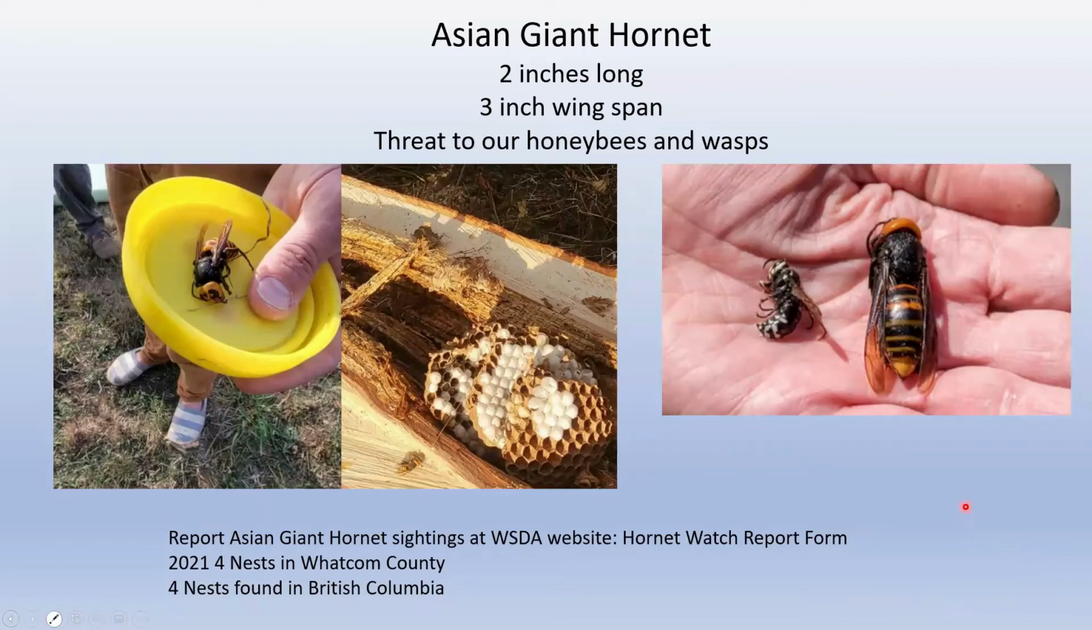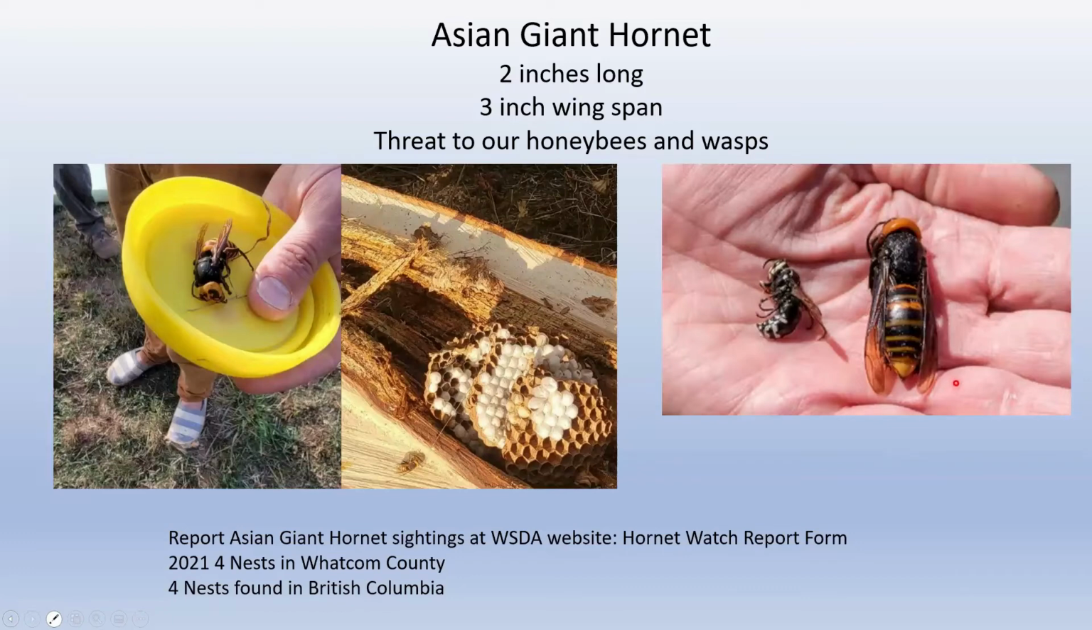And so here we are, we're jumping back to the insects. The Asian giant hornet is becoming a problem, and we need to band together to really help take care of this. In 2021, 4 nests were found in Whatcom County. This is a predatory voracious hornet. Most hornets are predatory. I think this is a bald-faced hornet. I'm not exactly sure what that is, but this is the Asian giant, 2 inches long, 3-inch wingspan, very much a threat to our honeybees.